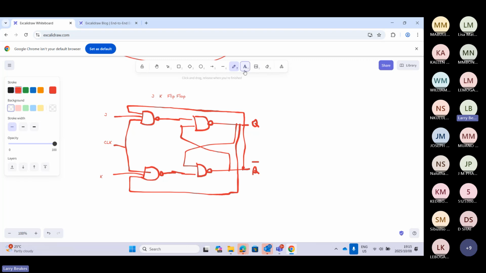So let's do the truth table quickly. We're going to have our clock pulse, and then let's have a J, let's have a K. Do we need S and R? Okay, let's just have an S and R. Let's have a Q, have a Q naught. Let's have our comment.